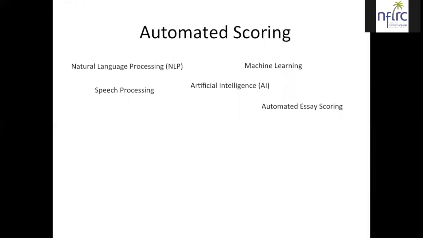Automated scoring is something that is in demand. We all like the essays to be scored and the speech samples to be scored. The goal, however, is for the computers to score them as similar to a human rater as possible. There are a lot of key words that you may hear: natural language processing, speech processing, artificial intelligence, machine learning, automated essay scoring. These hold promise for assessment in the future. However, it's not as easy for the computer to assess language, and particularly to assess it as a human would assess language.